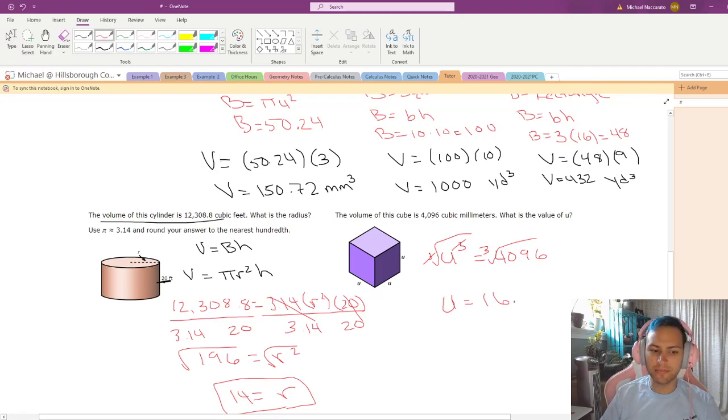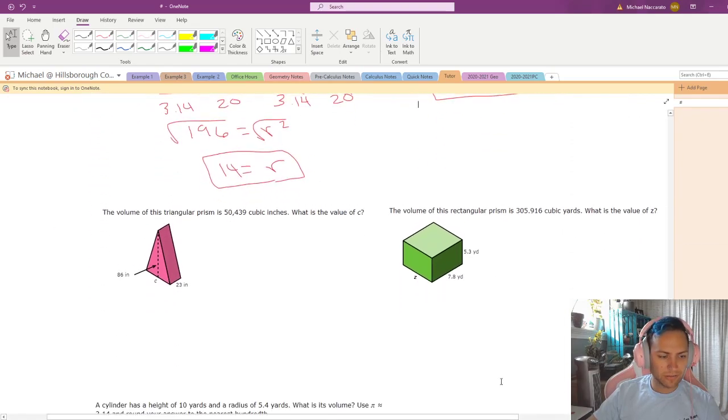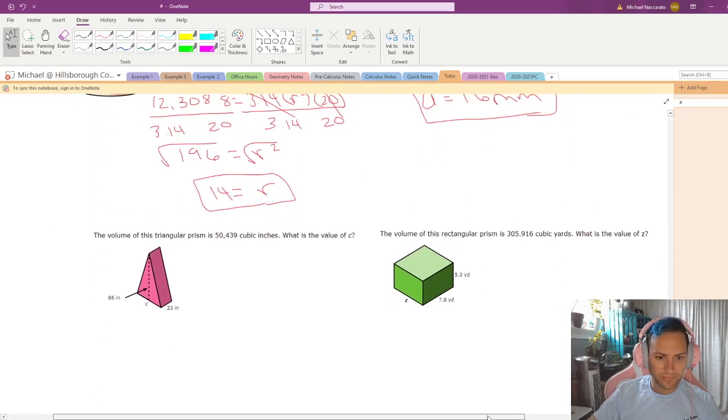And we were talking about millimeters for our units. I forgot to put units on the other one. That one was feet. You may want to put feet right there. All right, scrolling on down, a couple more examples here.